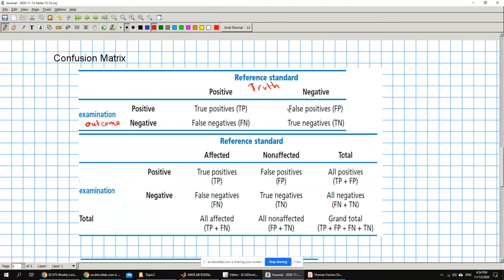We have two false states here. One of them, when you diagnose the patient as positive while he is negative. And that's why we call it false positive. Okay, false positive means that you diagnose the patient as positive while he was negative, in fact. The other way around, you diagnose him as negative while he was positive. That's why we call it false negative. This notation actually is called the confusion matrix.